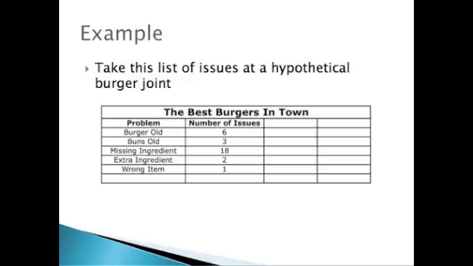The burger was old. The buns were old. It was missing an ingredient. It had an extra ingredient. Or it was just the wrong item altogether. So someone ordered a large cheeseburger and got chicken nuggets. They also have documented how frequently these issues were reported for the month. So number of issues is next to each individual issue.